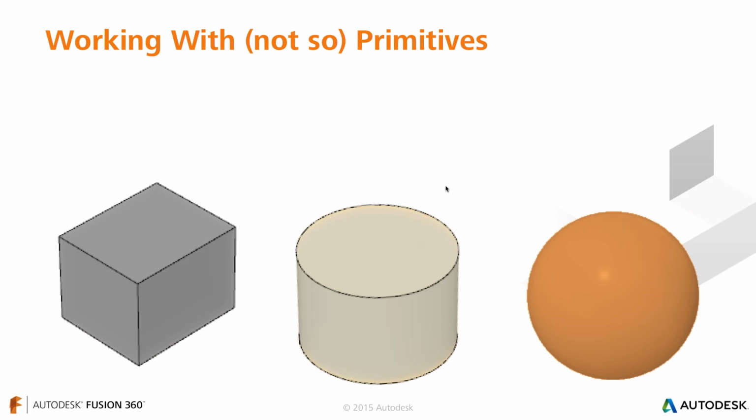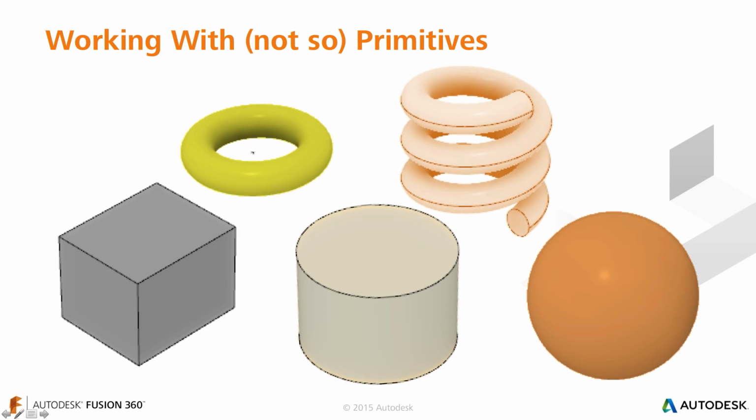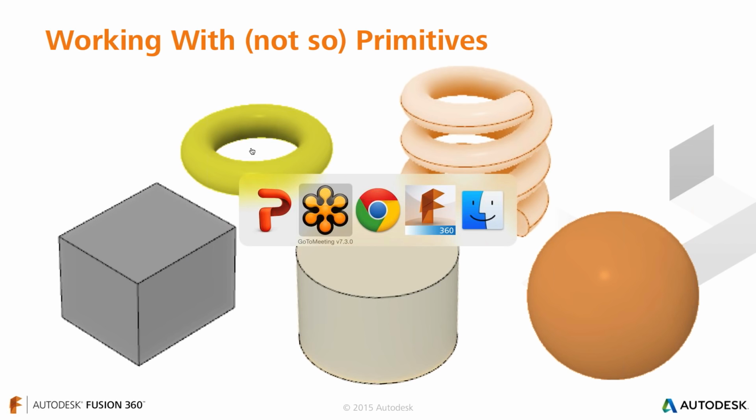The easiest way to do that is to use what is called a primitive. Primitives can be any one of the shapes you see here, a cube, a cylinder, a sphere. You can also do things like toroids, or the donut shape over here on the left-hand side, or this coil that you see as well.